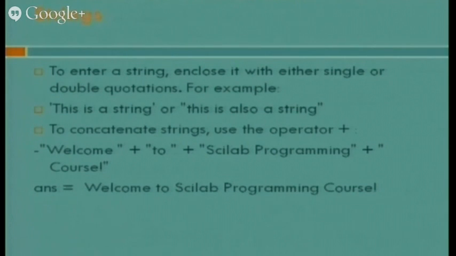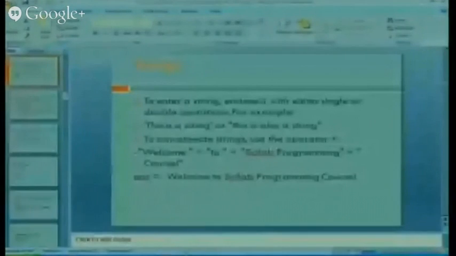Strings. Now to enter a string, enclose it with either single or double quotations. Example, this is a string or this is also a string. Within single quotes will also be taken as a string, and double quotes, you can write in both ways. And to concatenate these strings, concatenate meaning you join the words, you have to use the plus operator. The plus operator is also used for summing, but with strings it will be used for concatenation. So let me show it on SciLab.